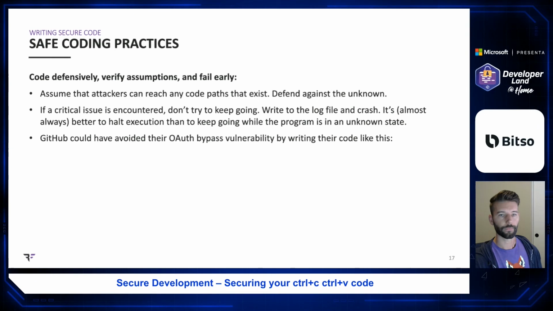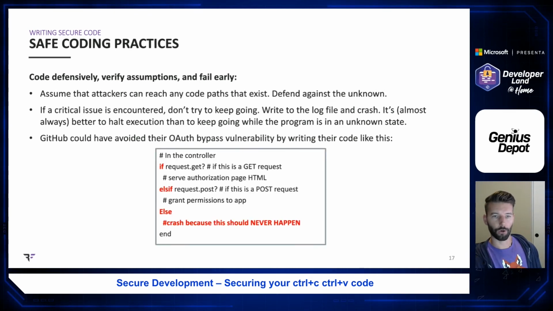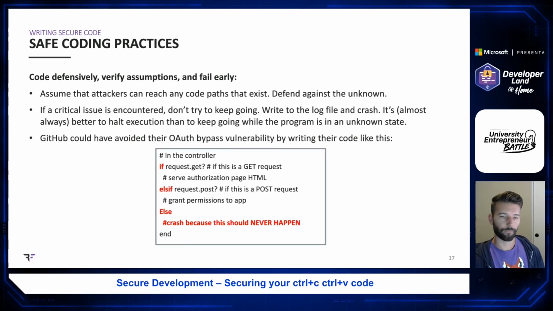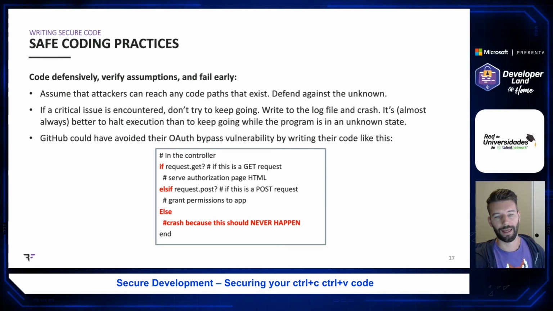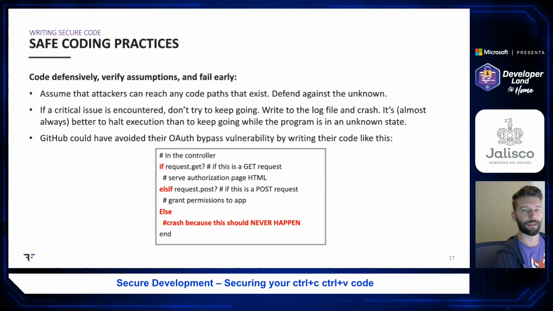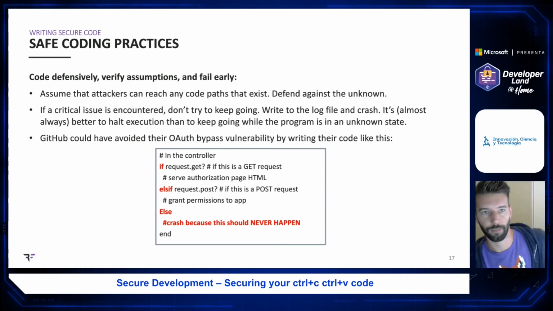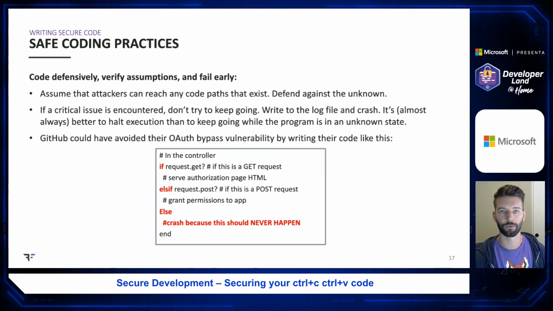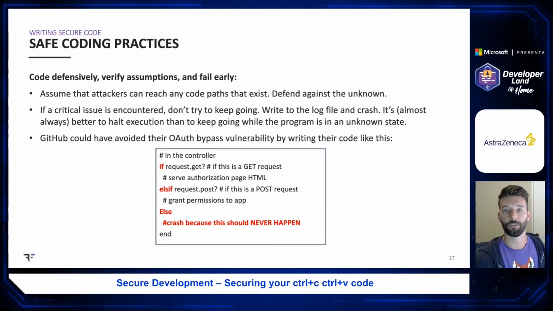Code defensively, verify your assumptions, and fail early. Looking back at that code that we looked at before, if the developer had coded defensively, then they might have written a different statement. Instead of writing an if-else statement, they could have written if, else if, and then else. Basically saying, if this is a GET request, do one thing. If it is a POST request, do another thing. Otherwise, crash the application, because this should never happen, right? Because you should only ever get a GET or a POST request.